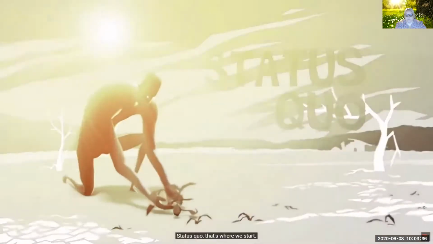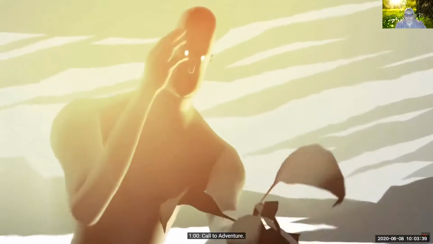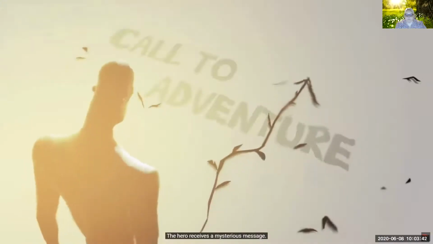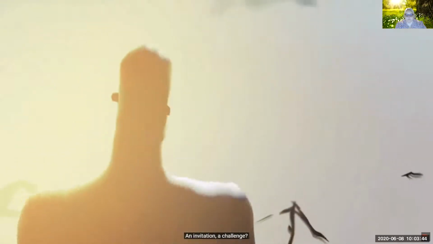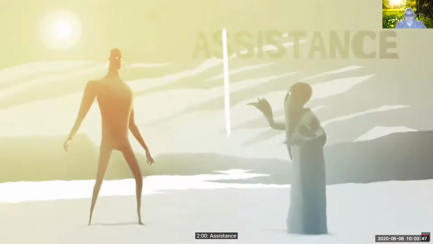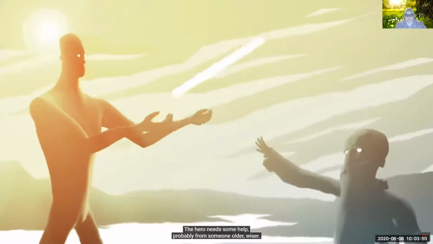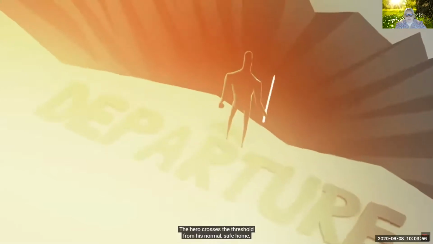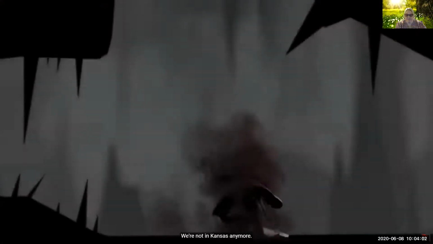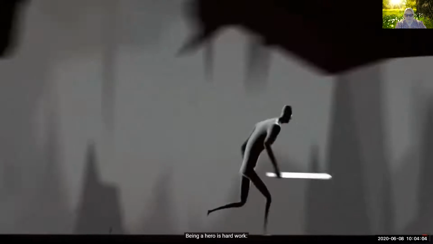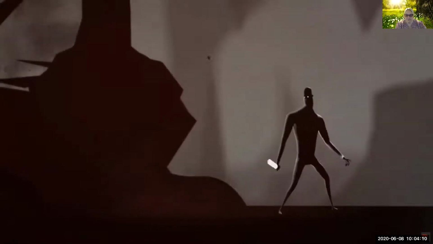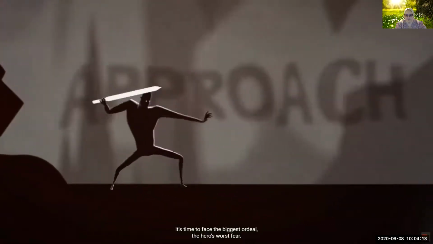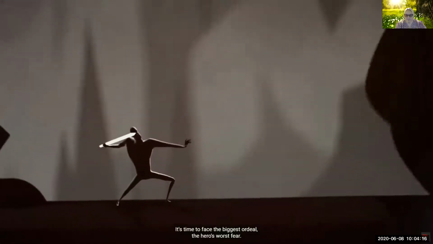Status quo, that's where we start. 1 o'clock, call to adventure. The hero receives a mysterious message, an invitation, a challenge. 2 o'clock, assistance. The hero needs some help, probably from someone older, wiser. 3 o'clock, departure. The hero crosses the threshold from his normal, safe home and enters the special world and adventure. We're not in Kansas anymore. 4 o'clock, trials. Being a hero is hard work. Our hero solves a riddle, slays a monster, escapes from a trap. 5 o'clock, approach. It's time to face the biggest ordeal, the hero's worst fear.